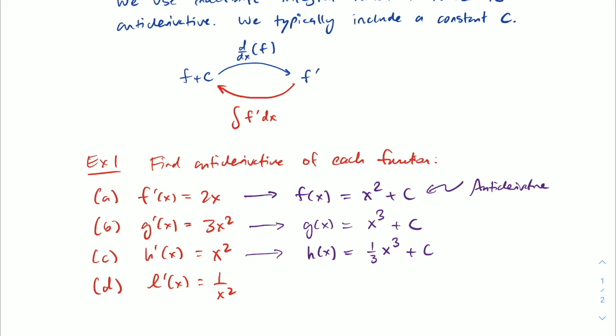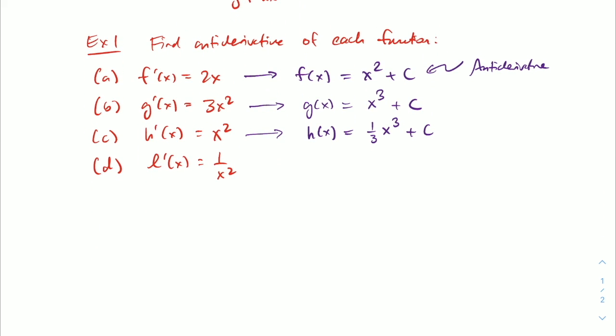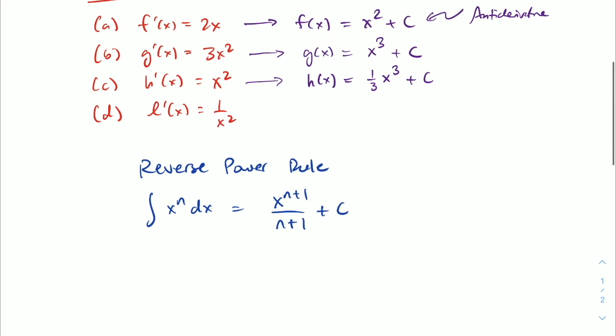And these first 3 antiderivatives suggest a rule. Let me write it over here. I'm going to call this rule the reverse power rule. And it goes like this. The antiderivative of x to the n is x to the n plus 1 over n plus 1. You can check this rule by differentiating the right-hand side and seeing that we get our original expression.